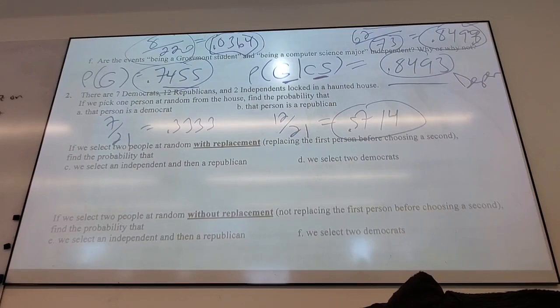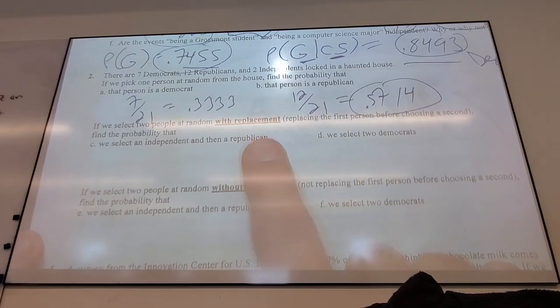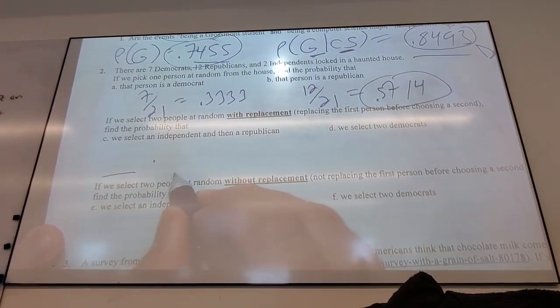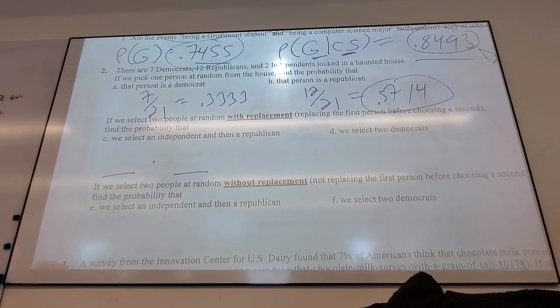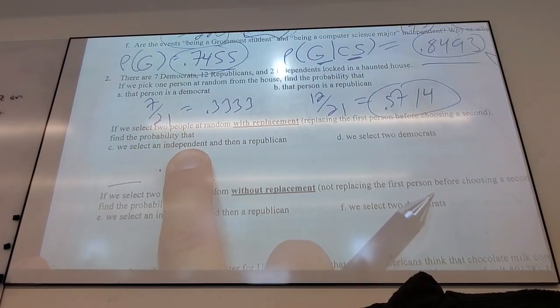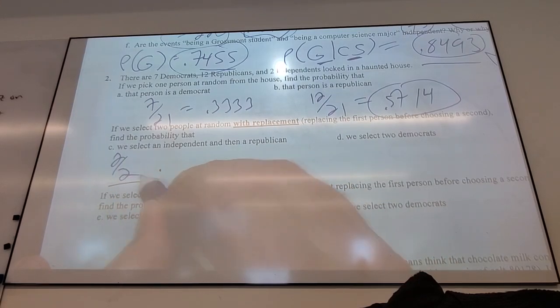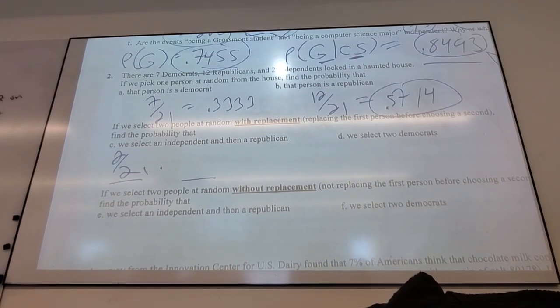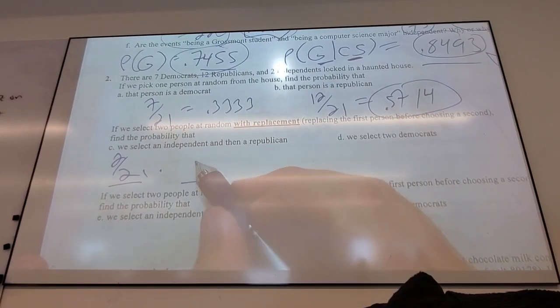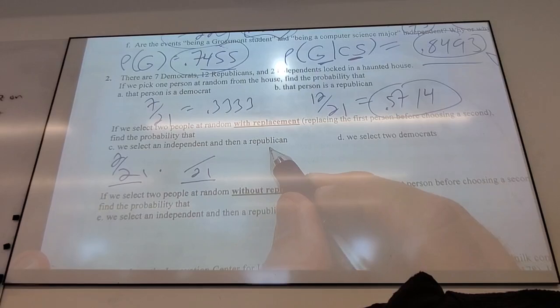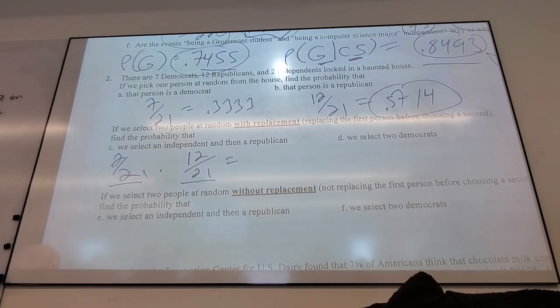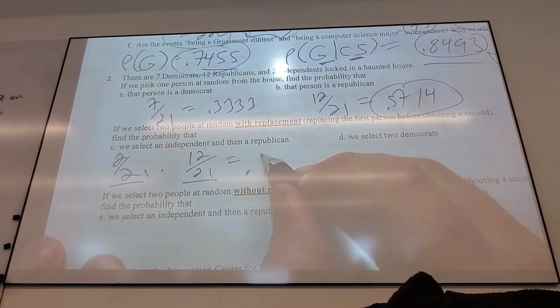All right, so the first two, pick one person, easy. Now I'm gonna pick 2 people with replacement. If I were you, I would automatically put 2 spots down. I got 2 people, they each get a probability, and I'm putting the first person back in. So I pick them, and then I shove them back in the house. How many people are in the house? 21. And how many are Republicans? 12. So you just multiply that together and get something.